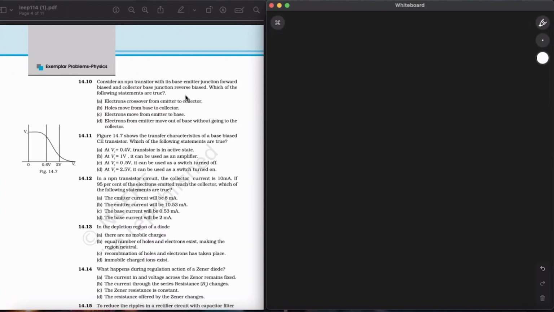Now, if you want me to draw, I'll draw it for you. What happens is, this is the emitter E. This is the plate. This moves like this. Here it goes to C and the base goes to B. So E, C, B we already know. E is the emitter, C is the collector, and B is the base.